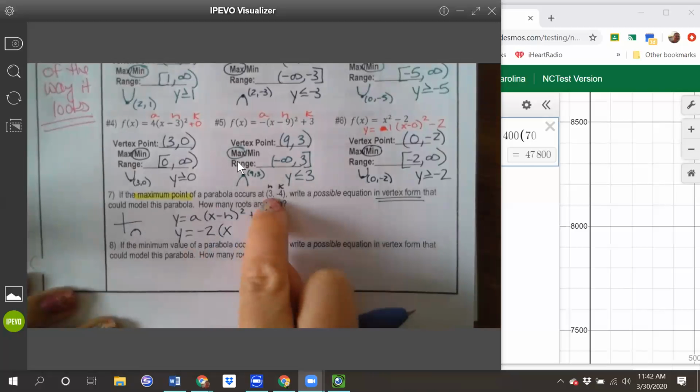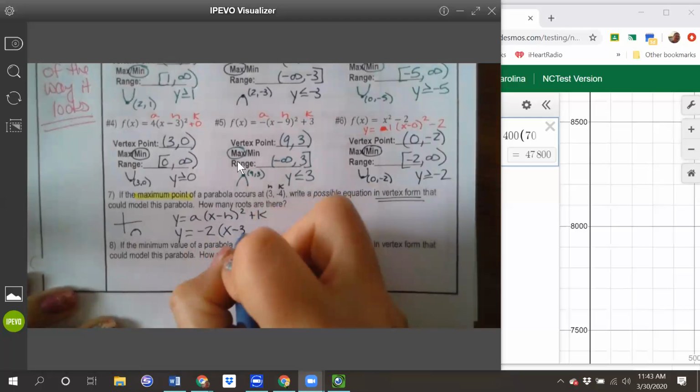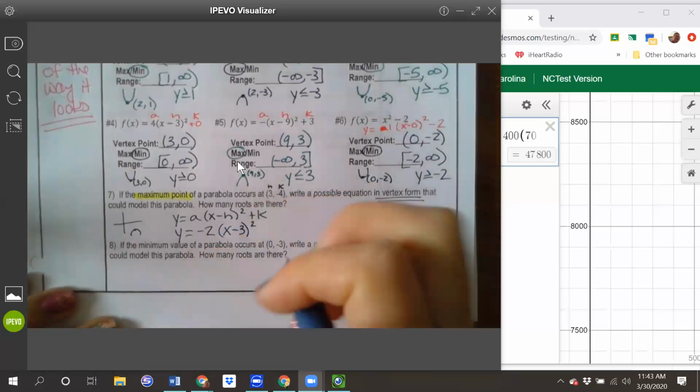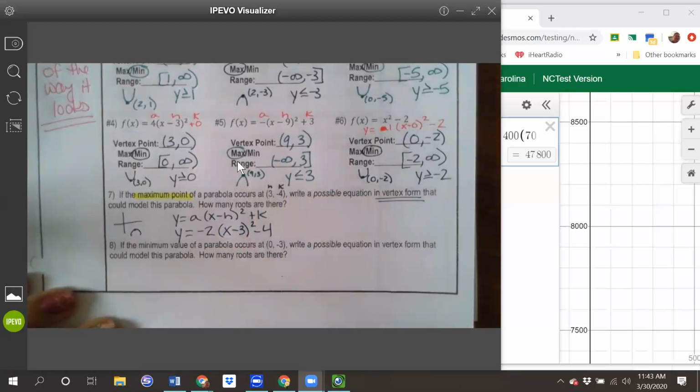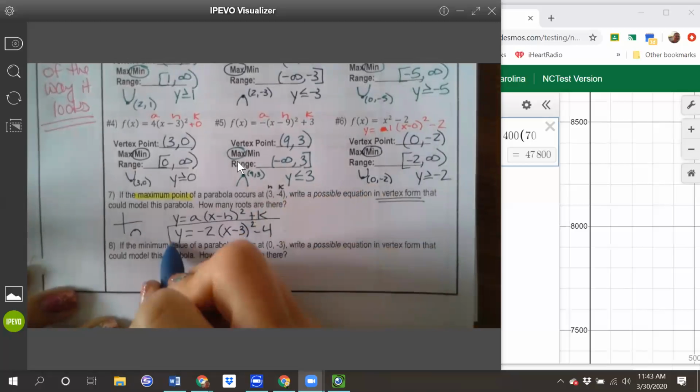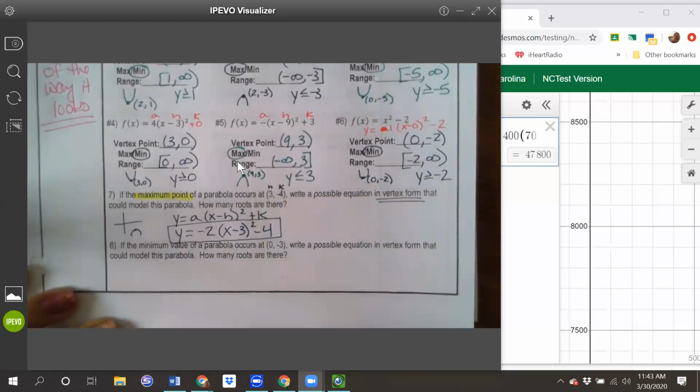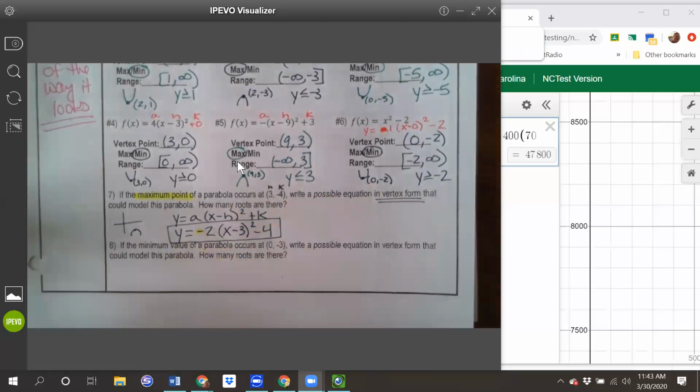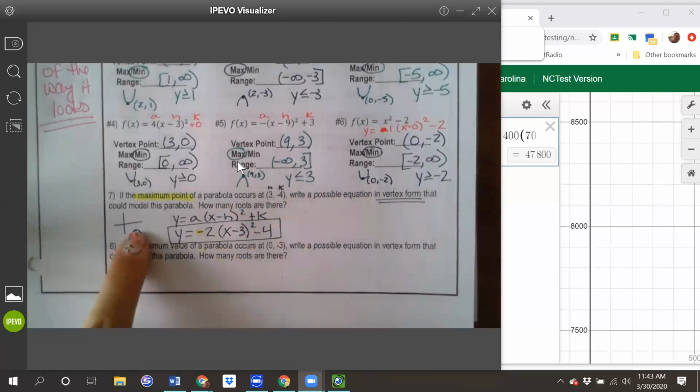X, okay, that is a positive 3. So I have to do the opposite. So a positive 3 means x minus 3, square it, and then minus 4. Here is a possible equation. Could you have done negative 3? Yep. Could you have done just a negative 1? Yep. A negative 10? Yep. The point is that had to be negative because it's a frown.